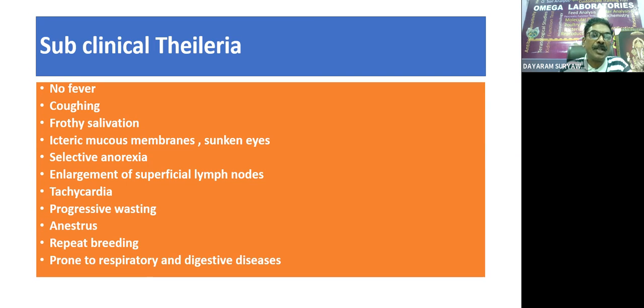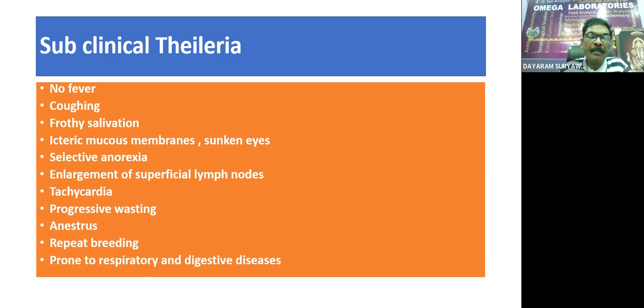Then subclinical theileriosis is quite dangerous because there is no fever, and sometimes it may not be understood by the clinicians. So there is no fever, coughing will be there, frothy salivation, icteric mucous membranes, eyes are sunken, selective anorexia, definitely the superficial lymph nodes are enlarged, tachycardia is there, progressive wasting is there. One of the consistent findings observed is anestrus: the animals suffering from subclinical theileriosis are not coming into heat, that is anestrus.